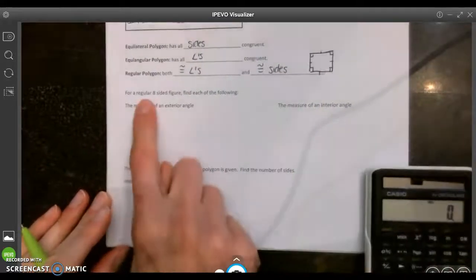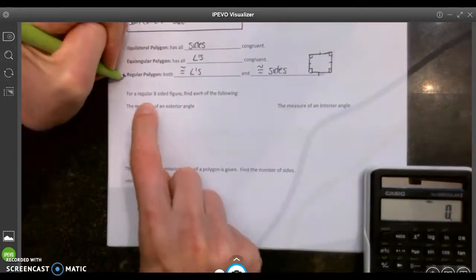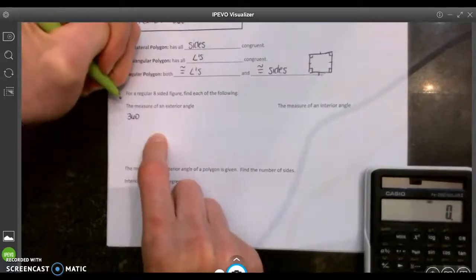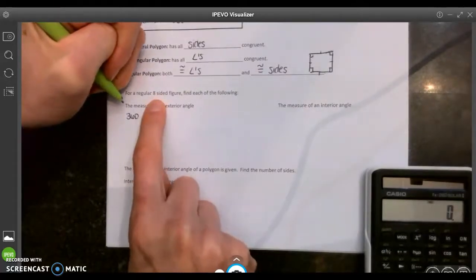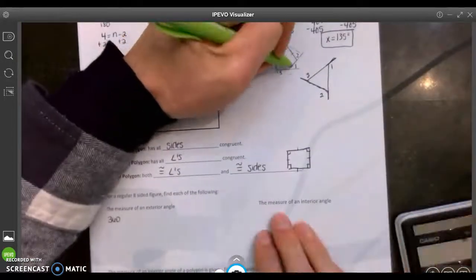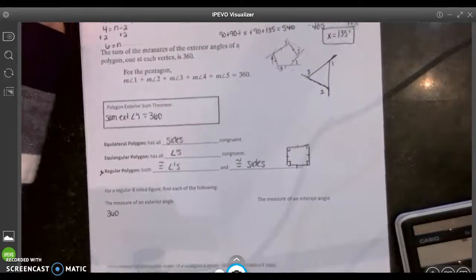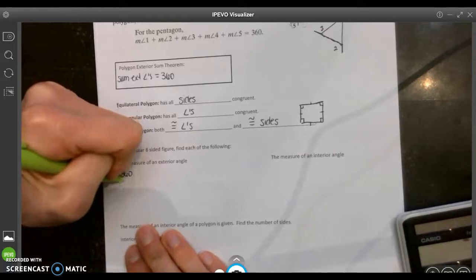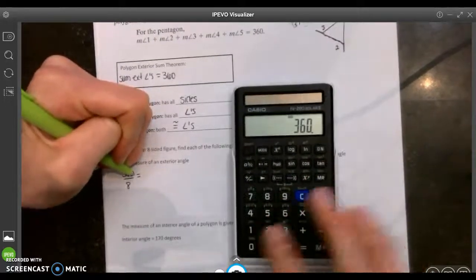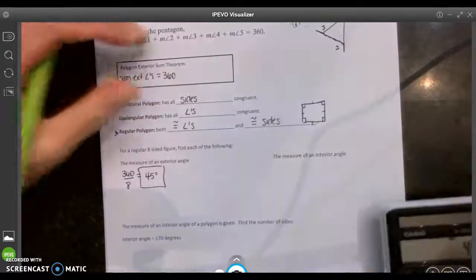So for a regular, regular-sided figure, find each of the following. The measure of an exterior angle. Well, if all the exterior angles equal 360 degrees, and there are going to be 8 sides, it means there are 8 angles. Because look, if I go back up to this one, there's 1, 2, 3, 4, 5 sides, so there's 1, 2, 3, 4, 5 exterior angles. So if they're all the same measure and I just want to find one of them, I divide by 8. So the measure of one exterior angle, 360 divided by 8, is 45 degrees. So that's my answer for that.